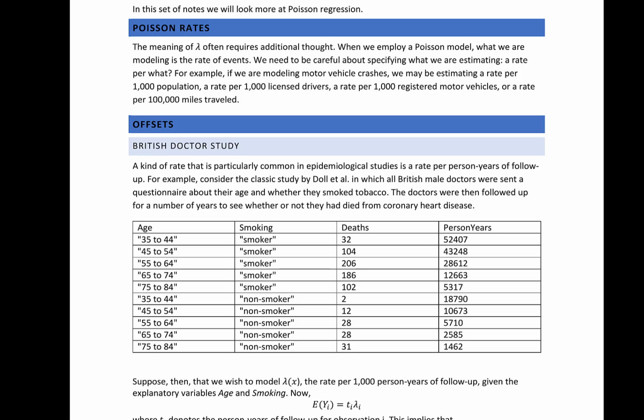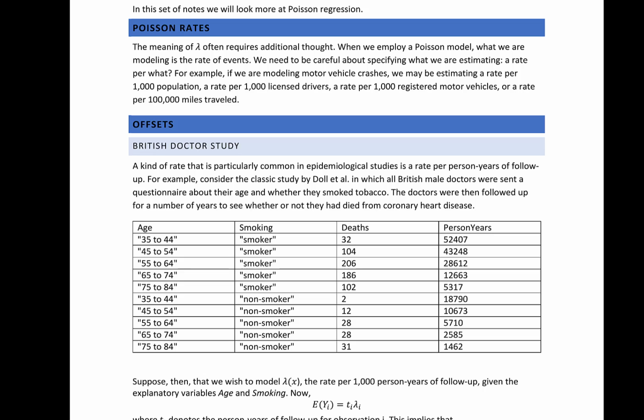All right, but we are going to start out by first looking at the rates. The meaning of lambda often requires additional thought. When we use a Poisson model, what we're modeling is the rate of events. And so we want to be very careful when we think about what it is that we're actually trying to estimate. In other words, a rate per what.